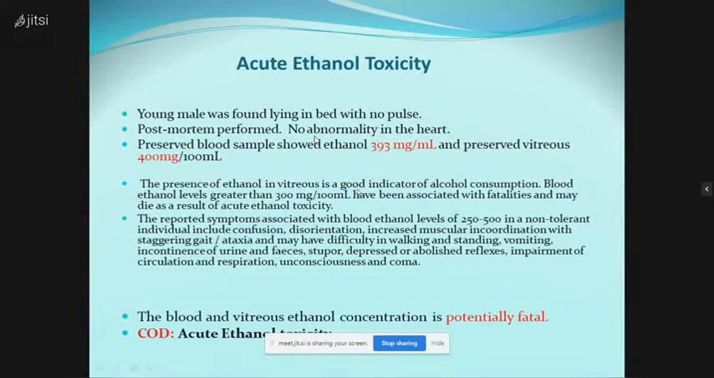Postmortem showed no abnormality in the heart, because we look at the heart for a heart problem, but when we did the blood ethanol and the urine ethanol, the blood ethanol was 393 milligram, and the urine 400. So this is a very high level of alcohol. So the person died from ethanol toxicity, and we call this acute toxicity because there's evidence of acute intake prior to death.